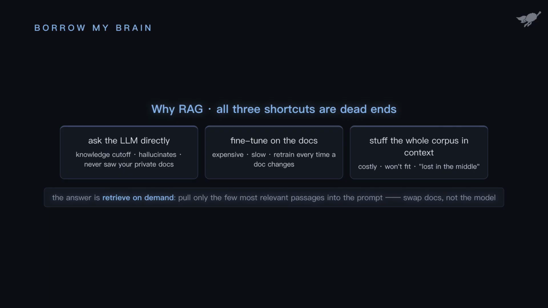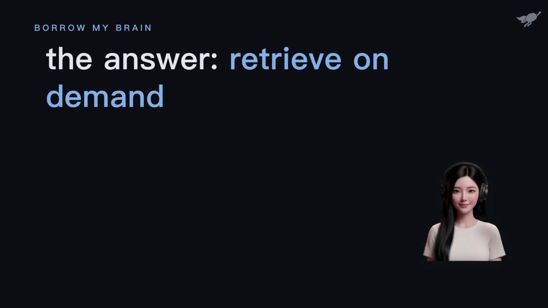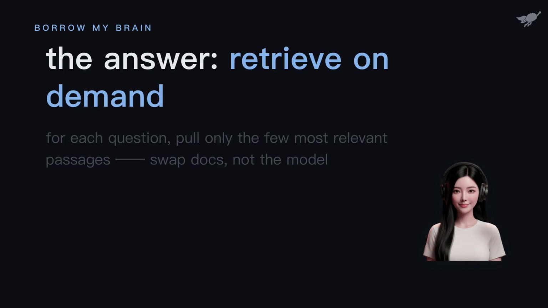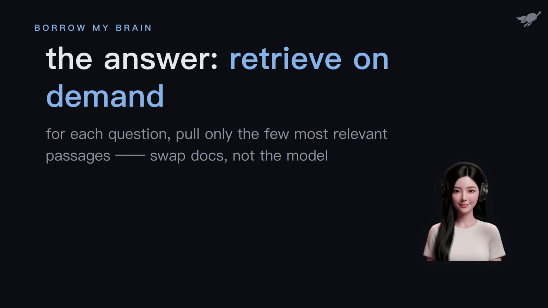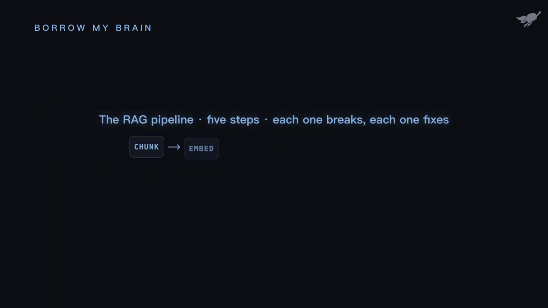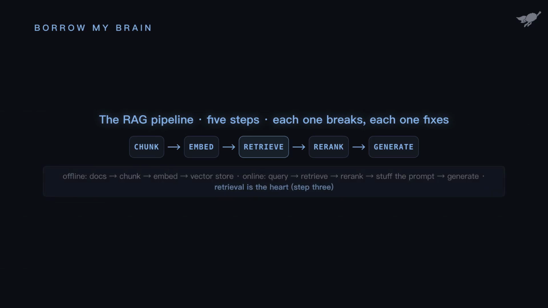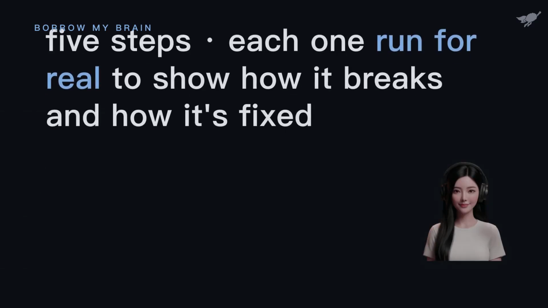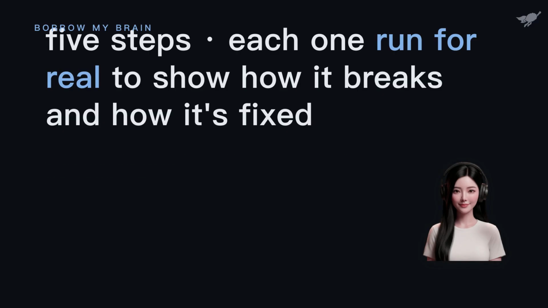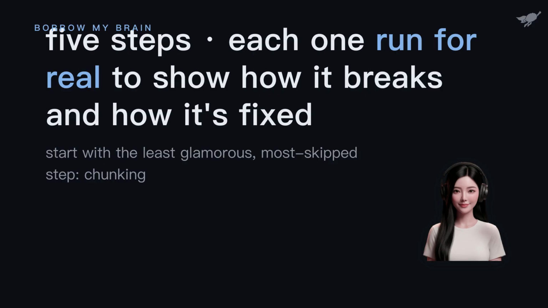And stuff in too much, and the model actually gets lost in the middle. It can't grab what matters. So the answer is retrieve on demand. Whatever the user asks, I go search for the few most relevant passages, and I only stuff those few in. The whole pipeline is 5 steps. Chunk, embed, retrieve, rerank, generate. We'll take it apart step by step, and for every step, I'll actually run it and show you how it breaks and how you fix it.